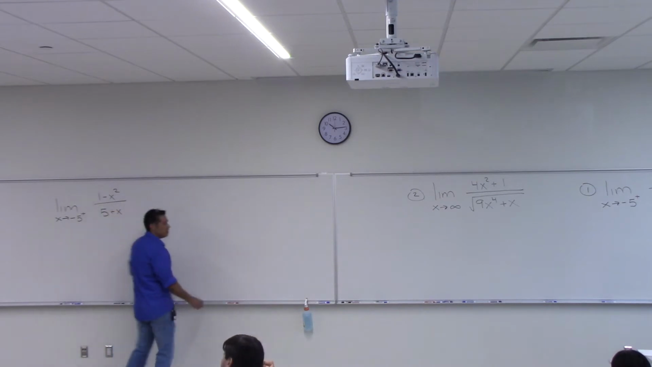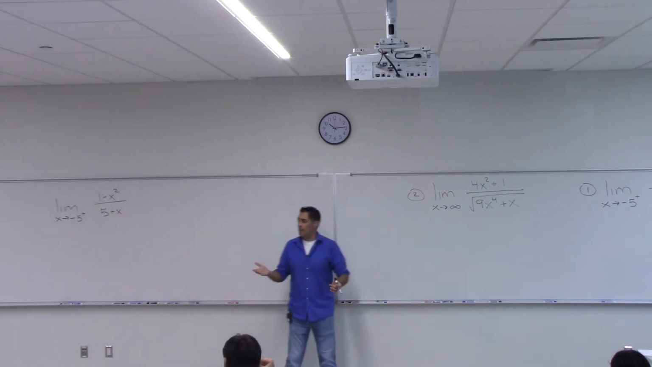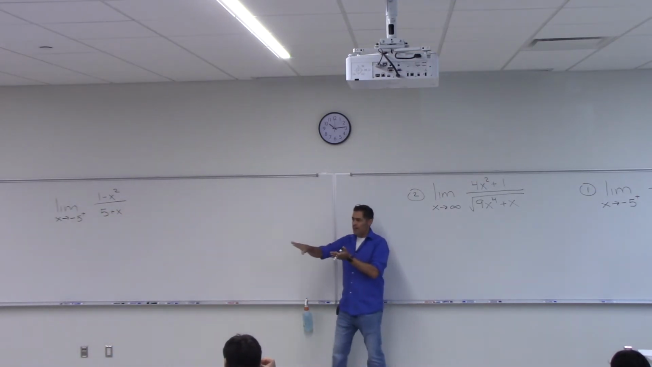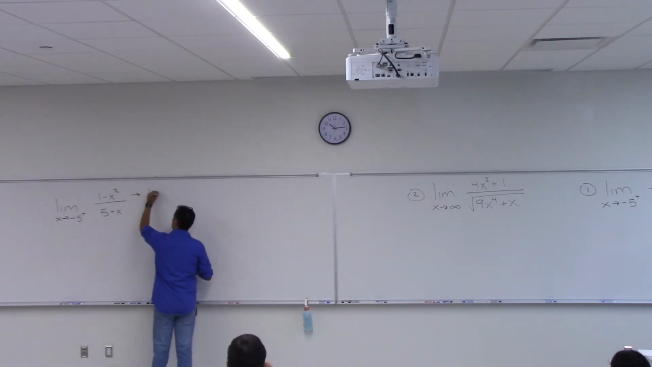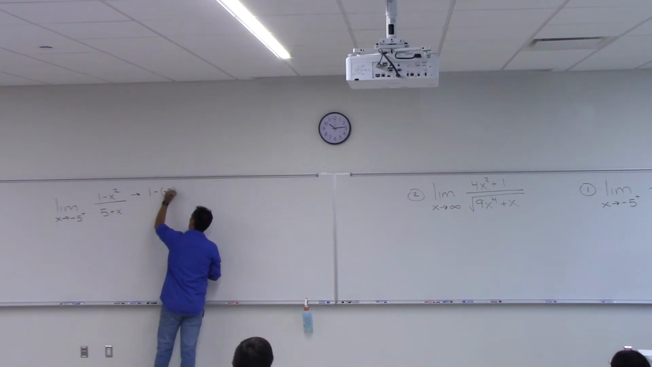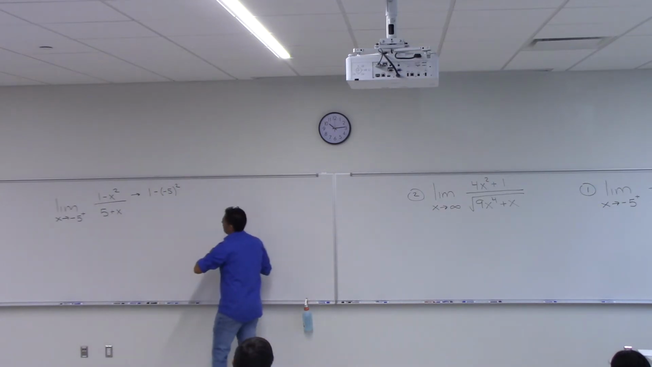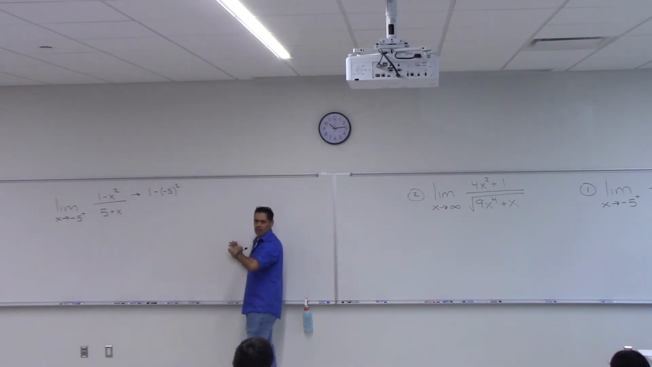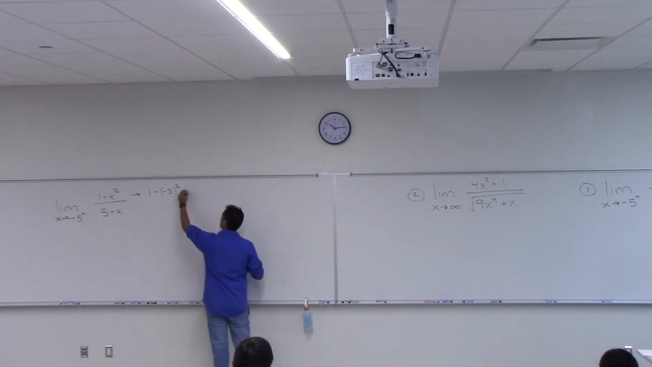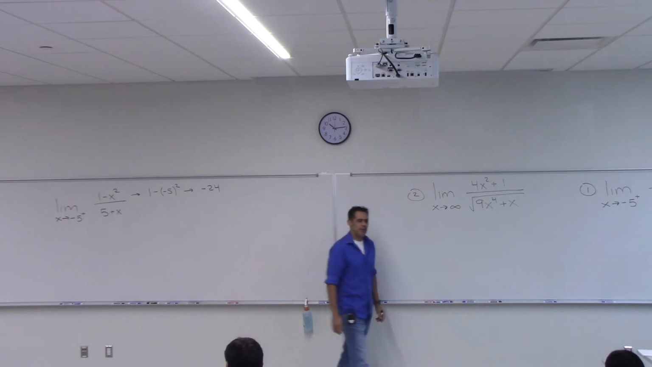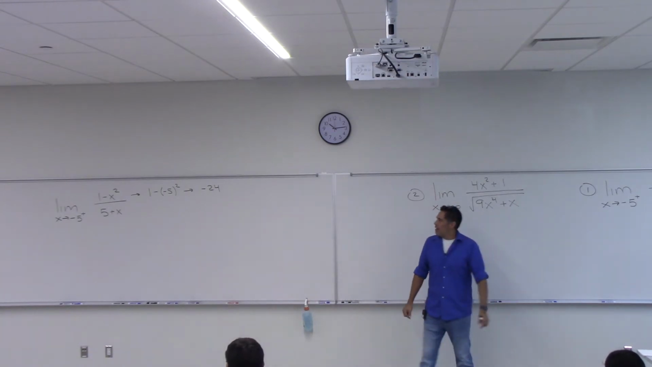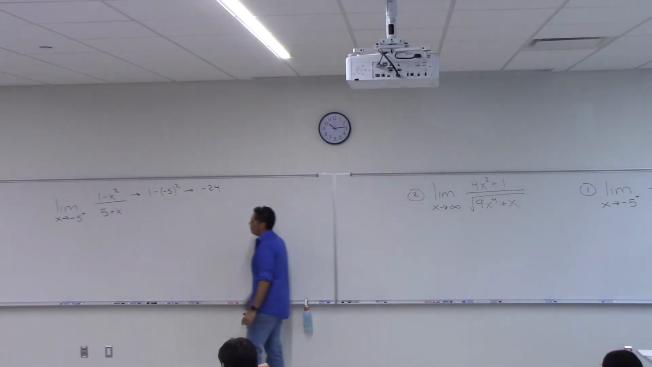All right, so first thing you do, you got to see what's happening, right? Let x go to -5. So on the top you get 1 take away -5 squared, right? So that's going to be 1 minus 25, -24, right? Isn't that what would happen? And then on the bottom, well, you get 0, don't you?